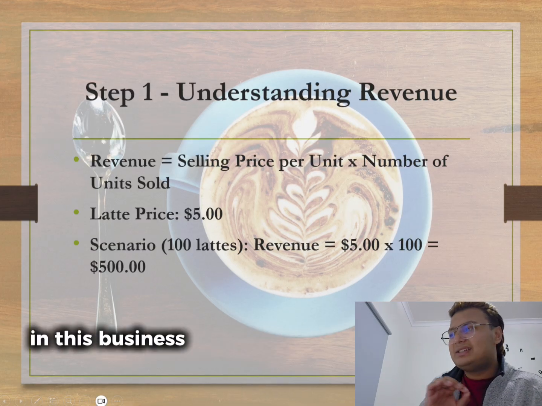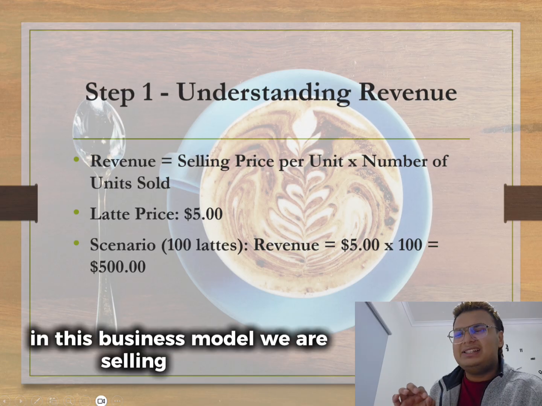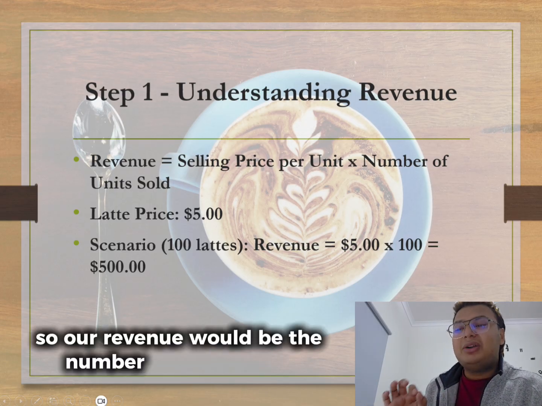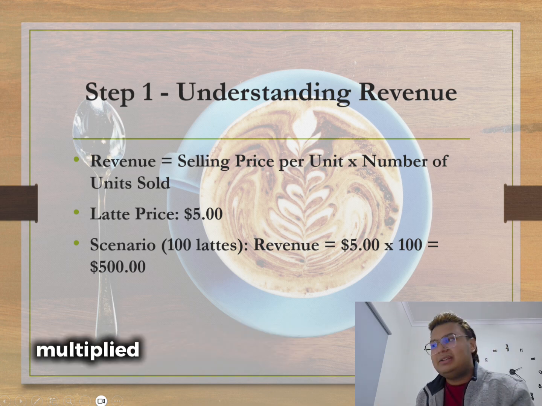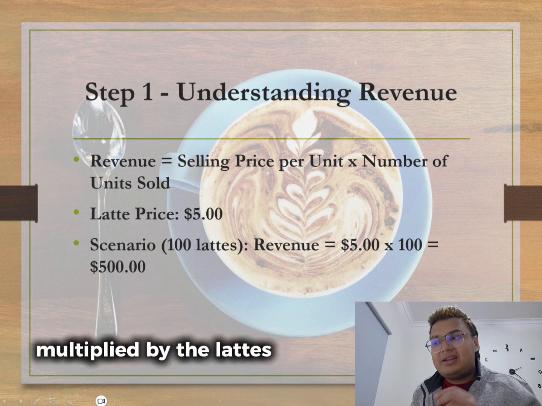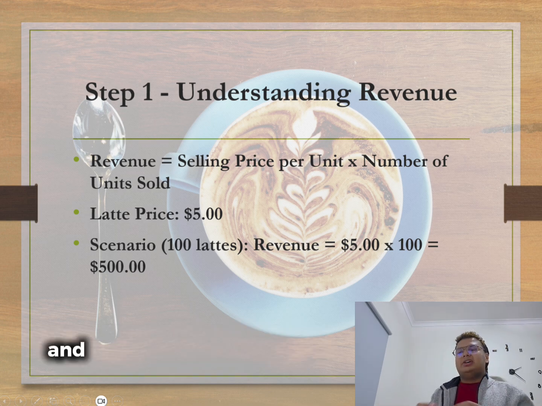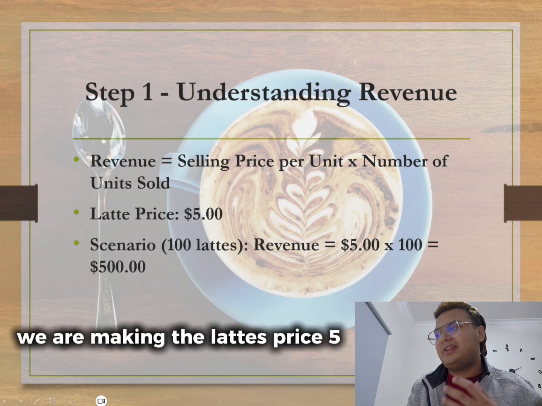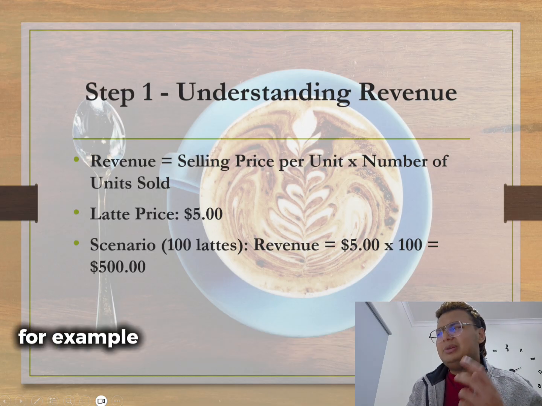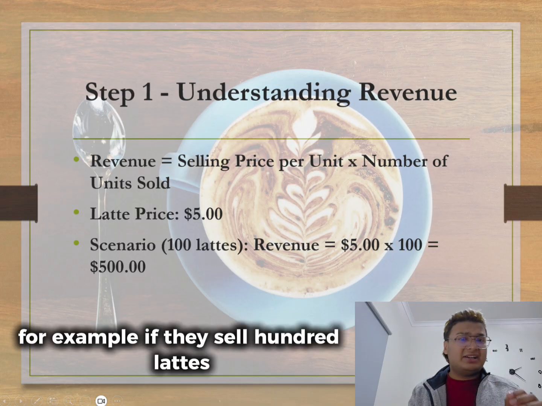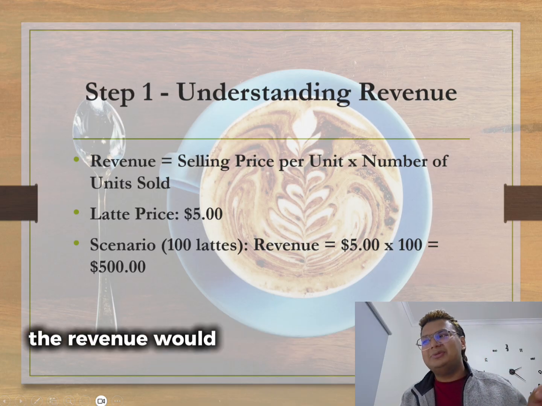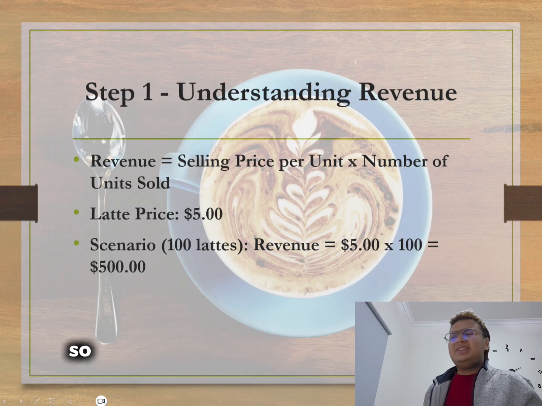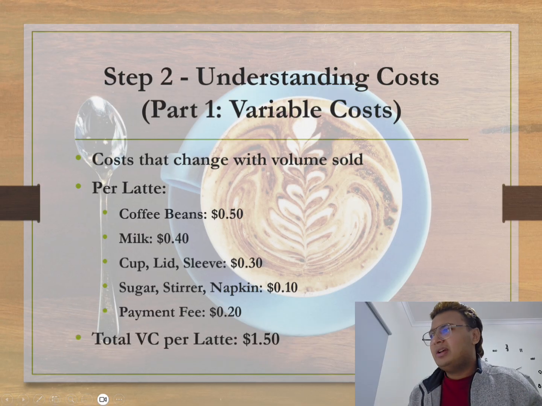So what is revenue? In this business model, we are selling just latte. So our revenue would be the number of lattes we sell multiplied by the latte's price. And to make things simple, we are making the latte's price $5. For example, if they sell 100 lattes, the revenue would be $5 times 100, $500. Simple.